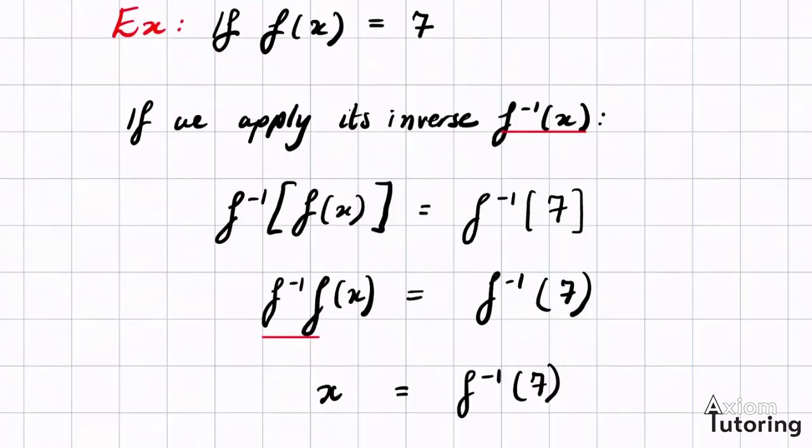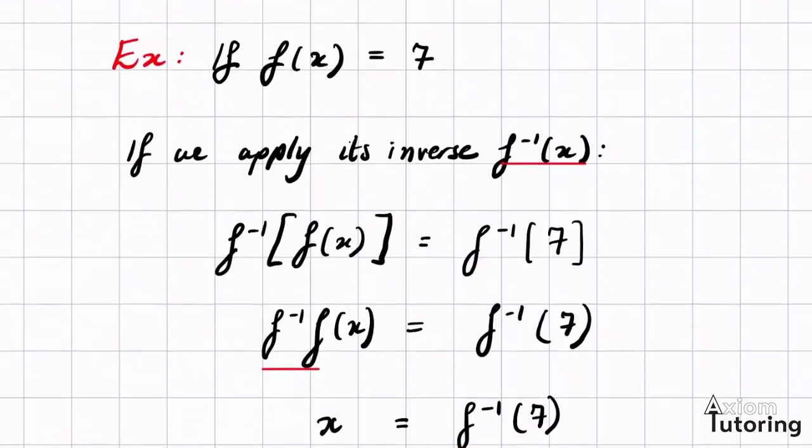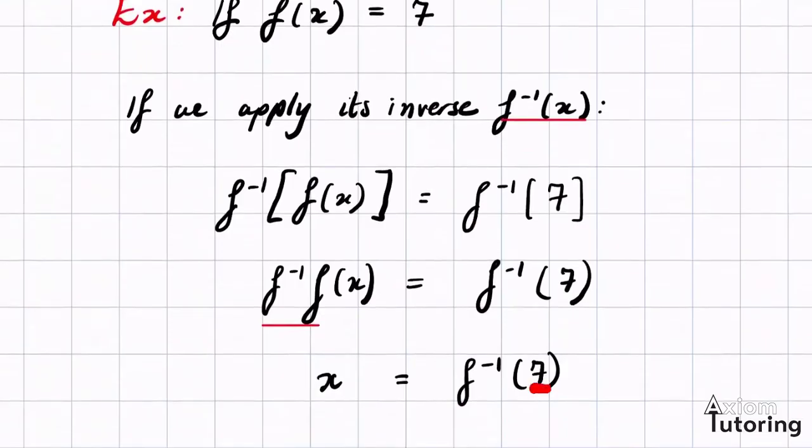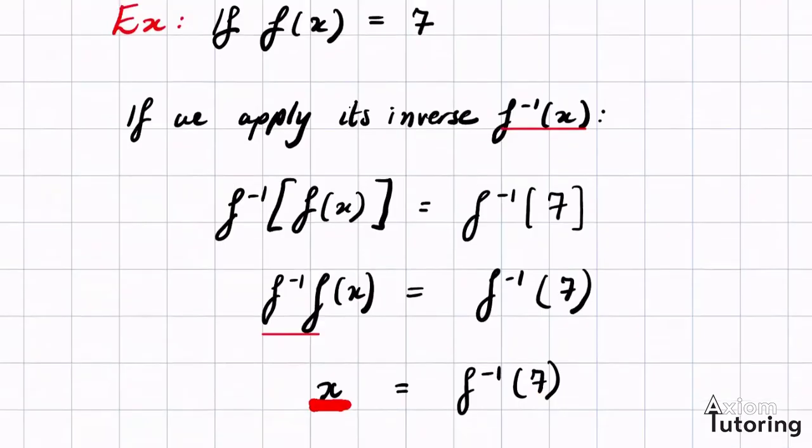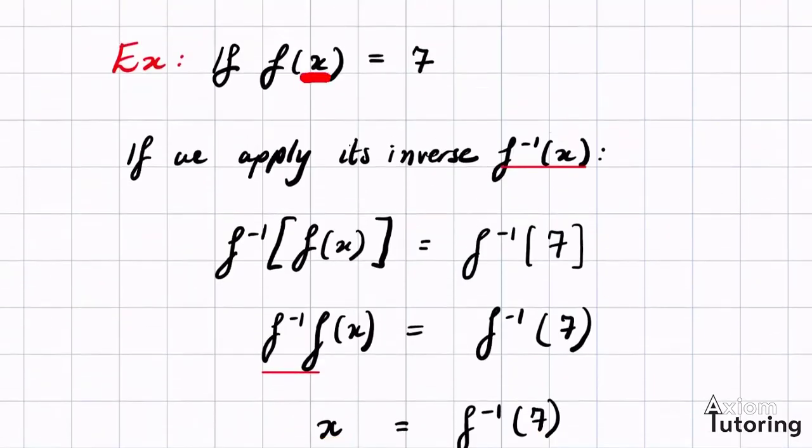And on the right-hand side, we're just doing the inverse function of 7. And so now you can see 7 becomes your new input when originally it was the output of your function. But it is now the input of your inverse function, and x is your new output, even though originally it was the input of our f of x function.